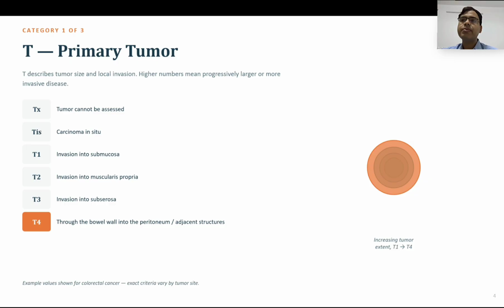What I wanted to tell you is that as you move from T1 to T4, gradually the tumor invades deeper and deeper and involves more and more structures. T1 for a head and neck cancer will differ from T1 for a breast cancer, which will differ from a T1 for sarcoma, which will differ from a T1 of a colon cancer. So this is the entire philosophy. Next slide, please.